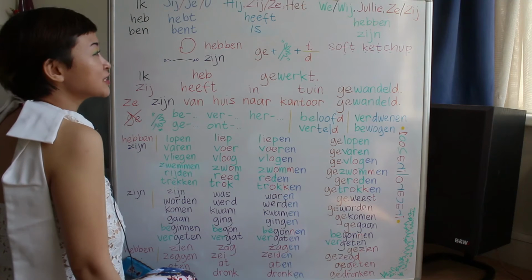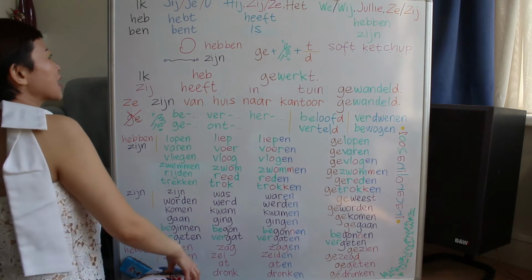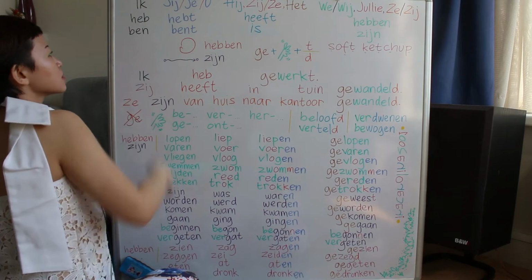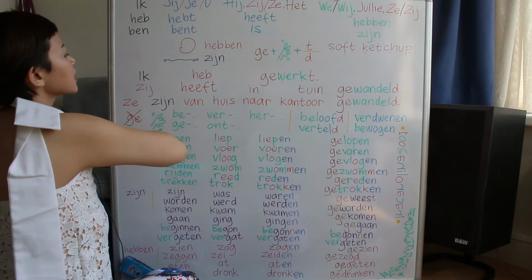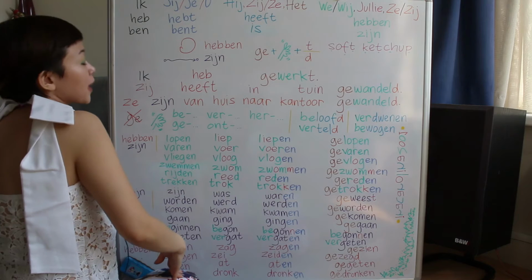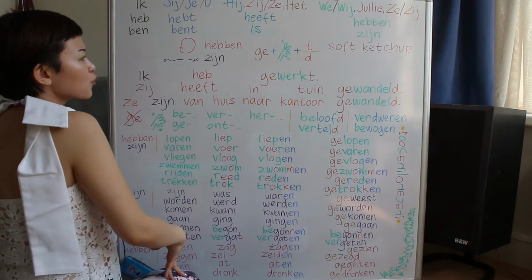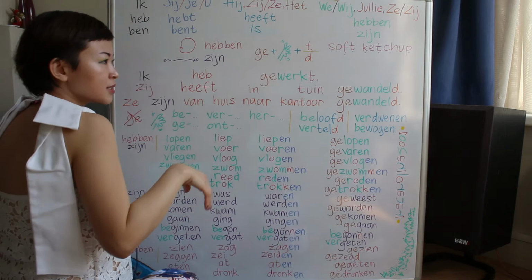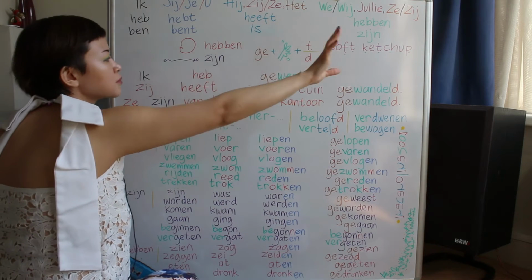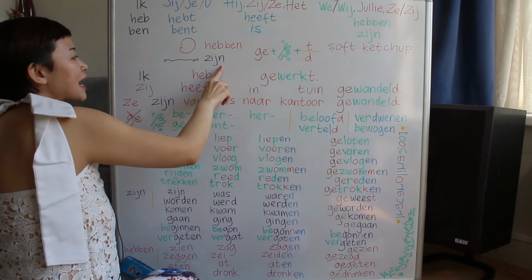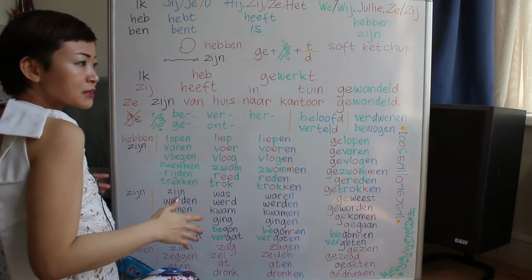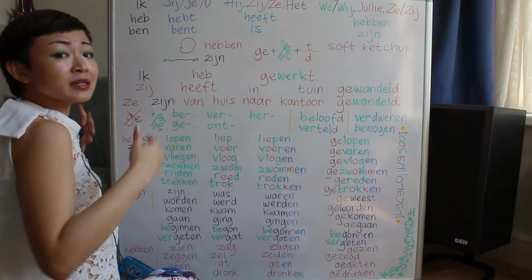Hi, today we will learn Dutch, or Netherlands, about sentences with heb or have, and ben or zijn, with ge and then the verb. We use hebben and ge-verb, or zijn with ge-verb, when it happens in the past and we are done with it.